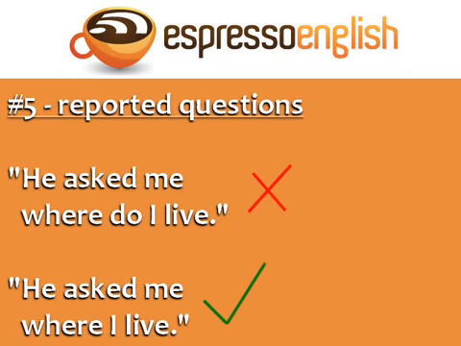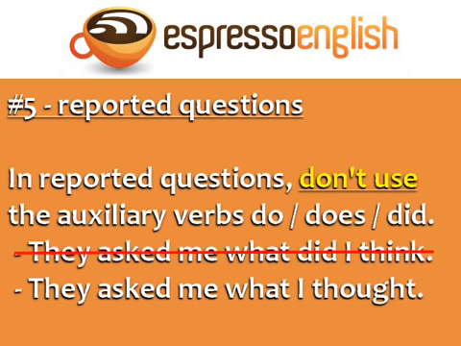Number 5. Reported questions. He asked me, where do I live? Is incorrect. The correct sentence is, he asked me where I live. This sentence is an example of a reported question. We are talking about a question someone asked in the past. In reported questions, don't use the auxiliary verbs do, does, or did.